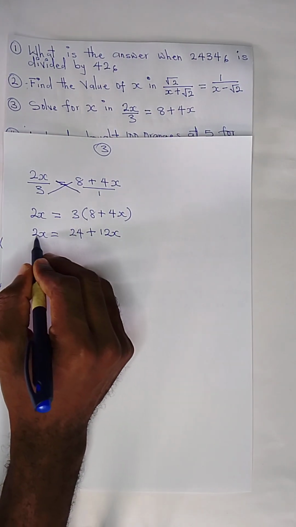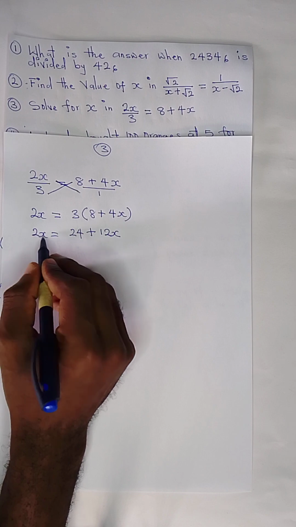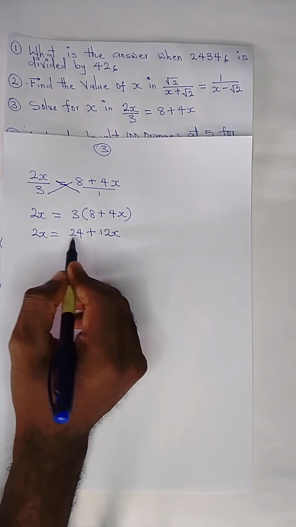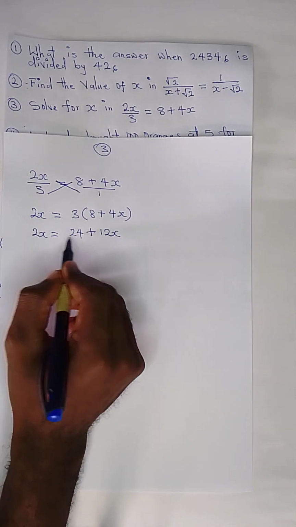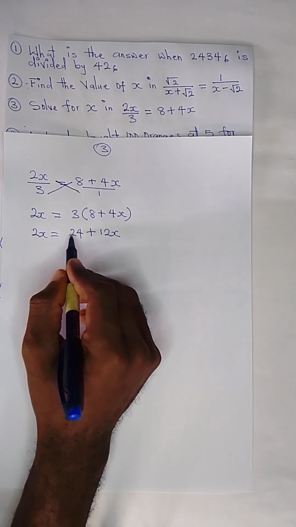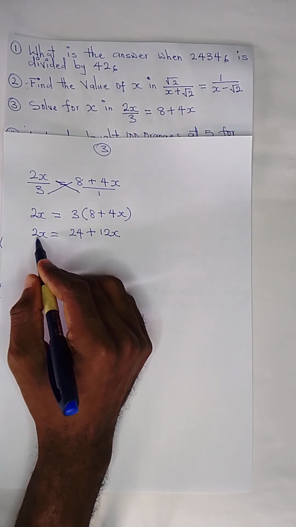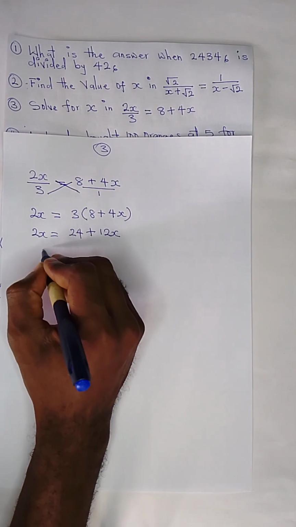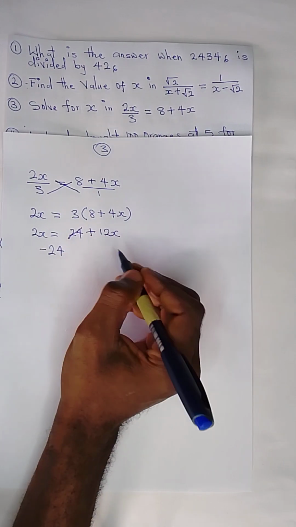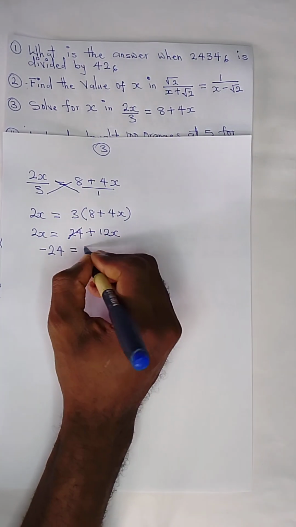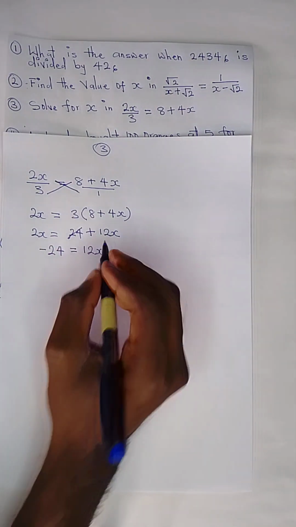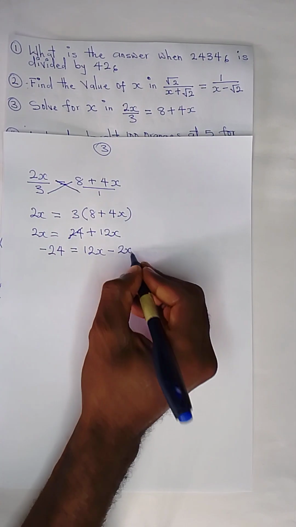I'm going to carry this 2x, cross over to this side. You know, it is plus, so when it crosses, it becomes minus. As I'm crossing this 2x, I'm crossing this 24 down to this side. This 24 was plus. When I cross it to this side, it will become minus. So let me cross the 24, so it becomes minus. So I cancel it from this place, which is equal to, this 12x is here. So I'm going to cross this 2x, it becomes minus 2x.